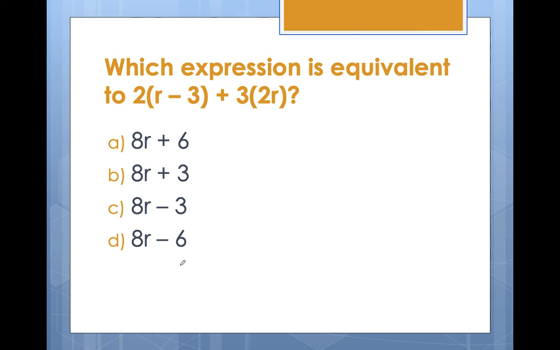One final question, which expression is equivalent to 2r minus 2 times the quantity r minus 3 plus 3 times 2r? And the answer here is D. 2 times r is 2r, minus 2 times minus 3 is plus 6, plus 6r. 2r and 6r is 8r.